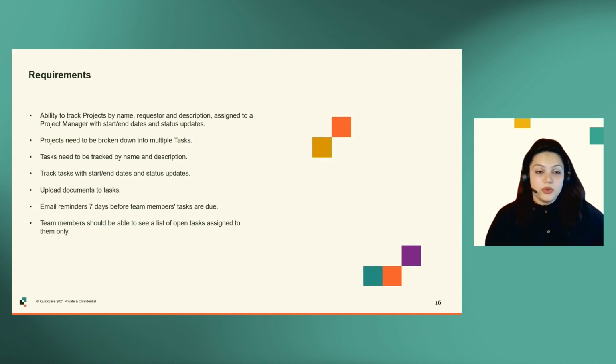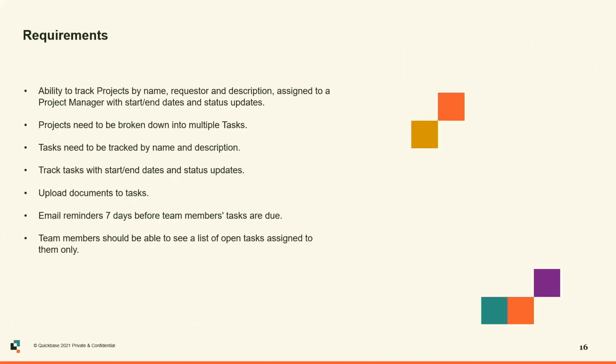discovery. It's like, well, we want the ability to track projects by name, by requester, and description. Maybe we want to assign a project manager to those projects with start and end dates, a status update field. You might hear things like those projects then need to be broken down into multiple tasks like they were on our spreadsheet, but we need to see a full breakdown of that. And we want to track things like the task name, the start and end dates, maybe due dates, status updates. We want the ability to upload documents to tasks.